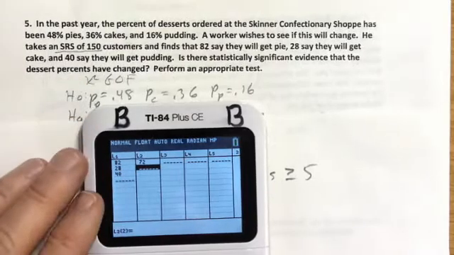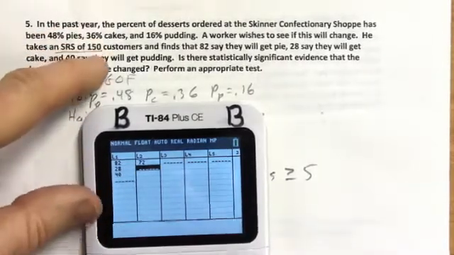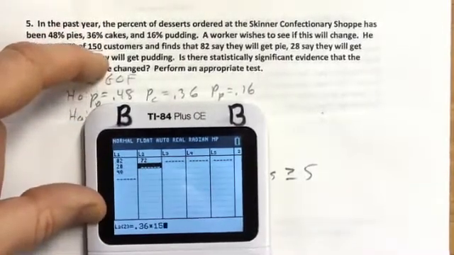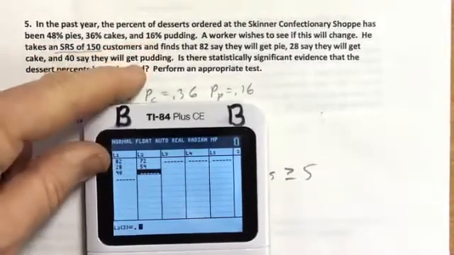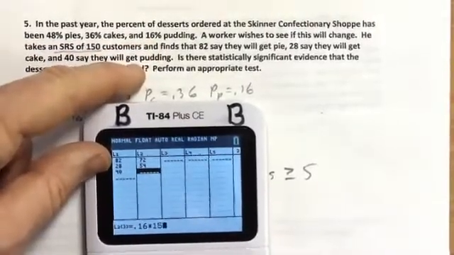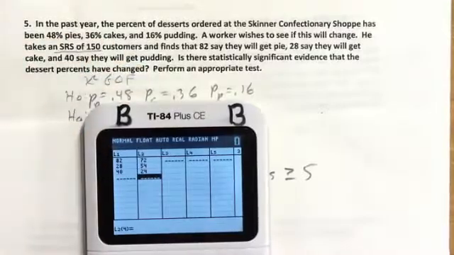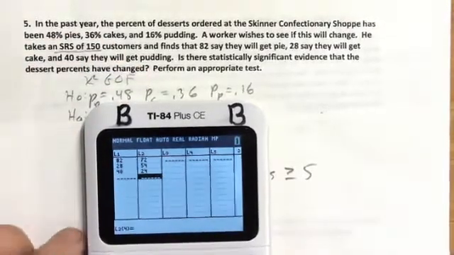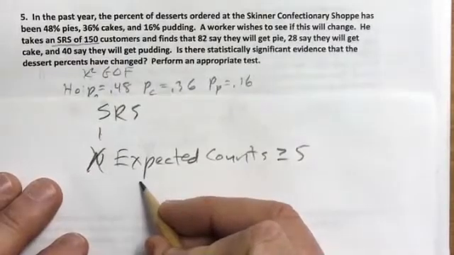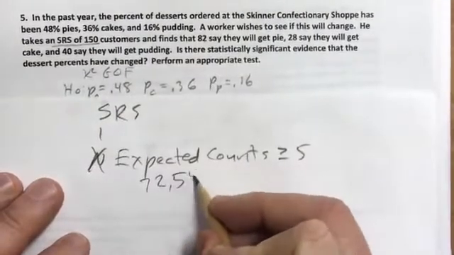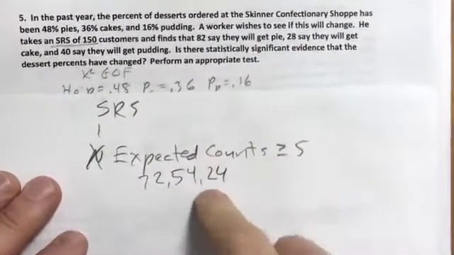Don't round it if it wasn't an integer, by the way. All right, so your next one is going to be 36%, 0.36 times 150. So the next expected count is 54. And then lastly, 0.16 for the pudding times 150. So we're expecting 24. And so in your conditions, you would have to write those 3 values, all the expected counts, and that would be 72, 54, and 24. You have to write them there, okay?